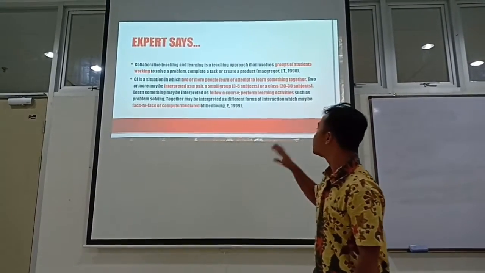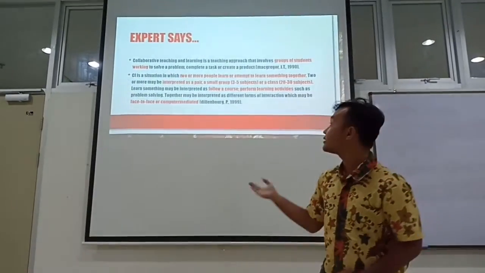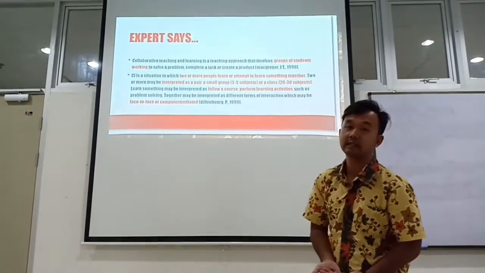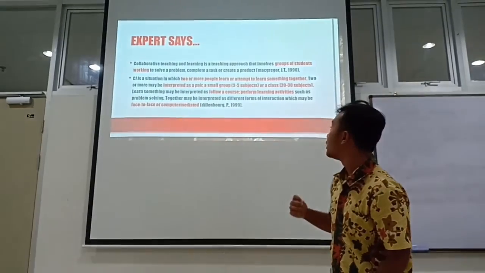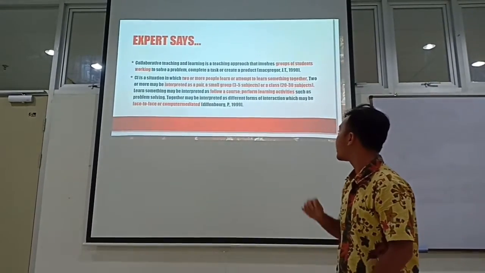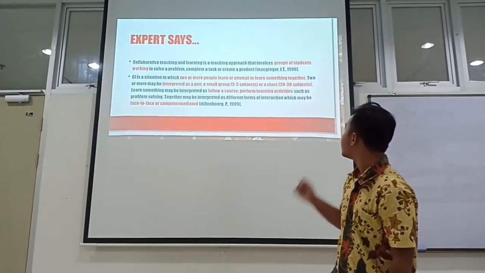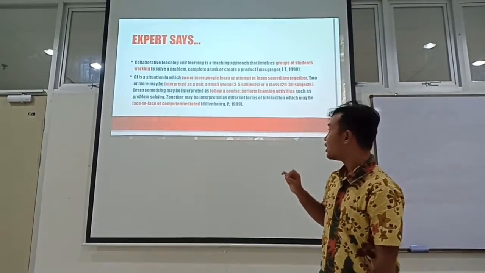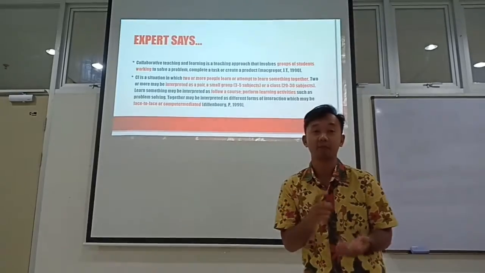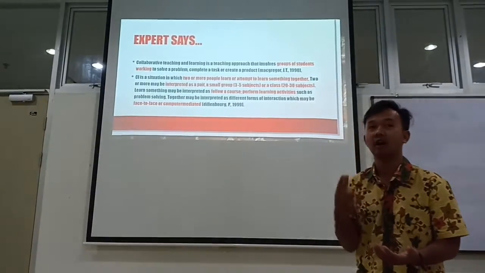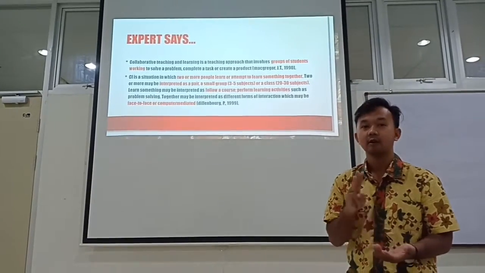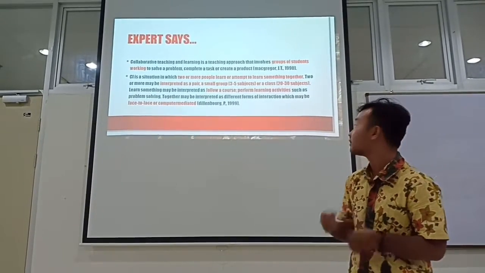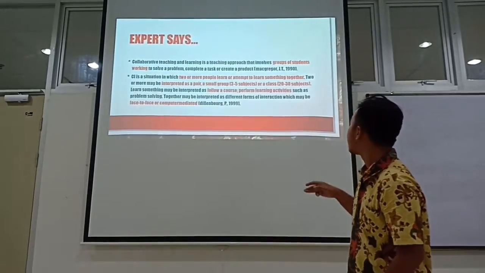Then the second is from Dillenbourg. He said that CL is a situation in which two or more people learn or attempt to learn something together. Two or more people may be interpreted as a pair, a class, a group consisting of 3 to 5 students, and a class of 20 to 30 students.